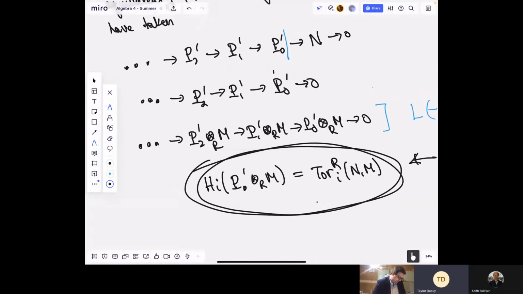So we knew that this thing was exact up to the previous part, right? And so if the higher Tors vanish, then that means that the thing was flat, right? Because it preserves the injection. So we know it preserves surjectivity automatically. But if m were flat, then this thing would still be an injection. So it would still preserve limits, so it would make it so that the homology would be 0.